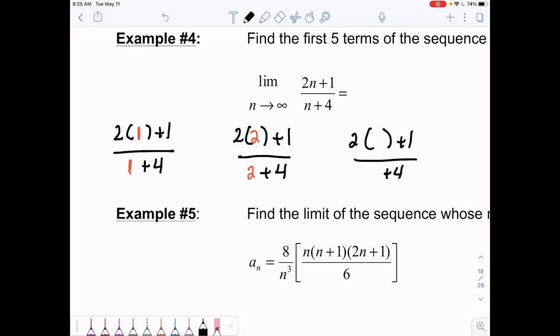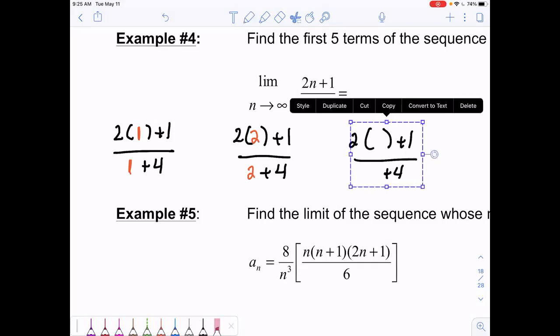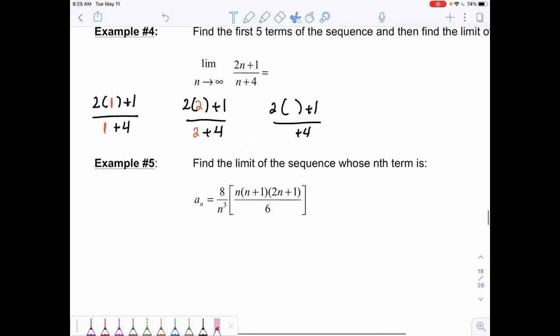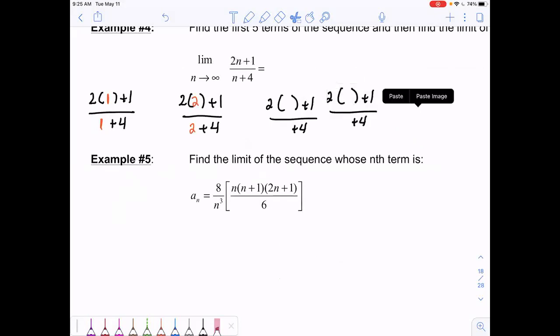So you're taking the formula or the equation and you're just plugging in whatever you're asked to find. If I want the first 5 terms, I'm going to plug in the numbers 1 through 5. Each one of those values will give me a term or a number for the sequence.